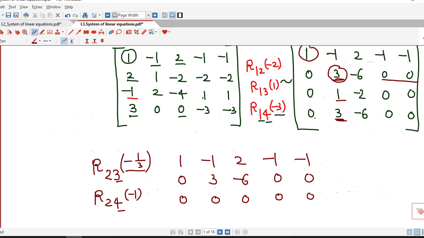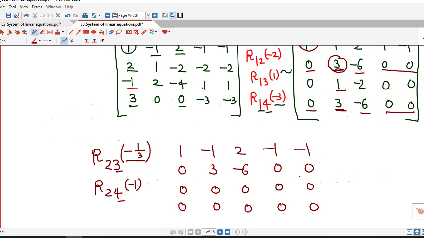Now we multiply second row by -1 and add in fourth row. So 0 into -1, 0 plus 0, 3 into -1, -3 plus 3, 0, -6 into -1, 6 and -6, which is 0, and these entries are 0. 0 into -1, 0 plus 0. So we obtain this matrix.